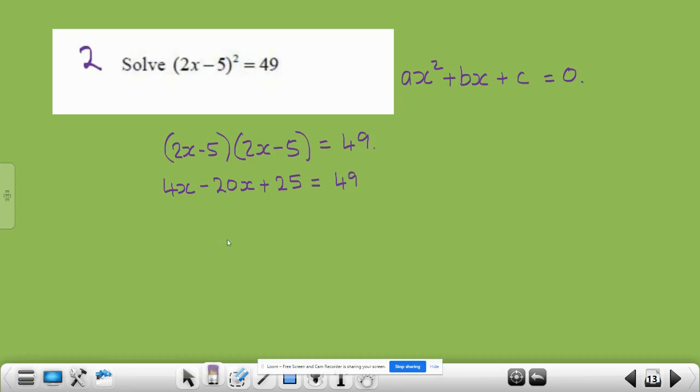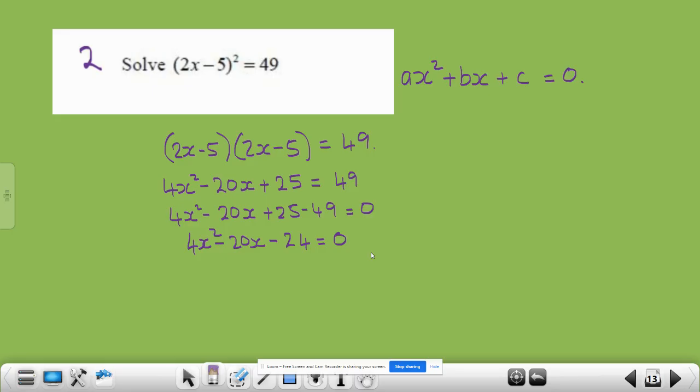So now we want to set it to equal 0, so we need to subtract 49 from both sides. 4x minus 20x plus 25 minus 49 equals 0. Oh, I've lost an x squared along there, sorry. 2x times 2x would be 4x squared. 4x squared minus 20x, and then plus 25 minus 49 is going to give us minus 24 equals 0.